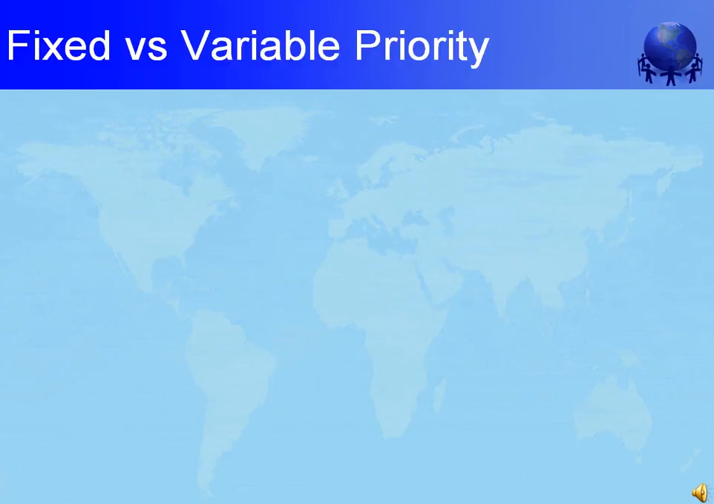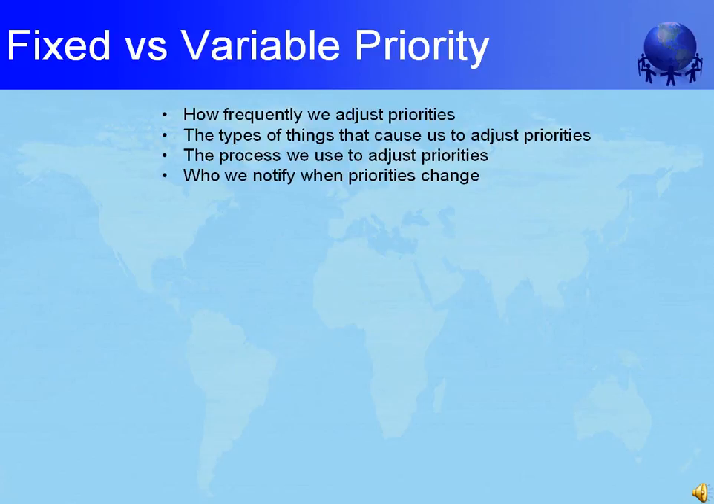Anyone who has more than one demand on their time, which is most of us, has to decide what to work on at any given instant. We call this decision prioritization. By deciding to work on task A and not on task B, we implicitly give task A a higher priority than task B. Fixed versus variable priority is a measure of how frequently we readjust priorities, the types of things that cause us to readjust priorities, the process we use to readjust priorities, and the manner in which we notify others that our priorities have changed.